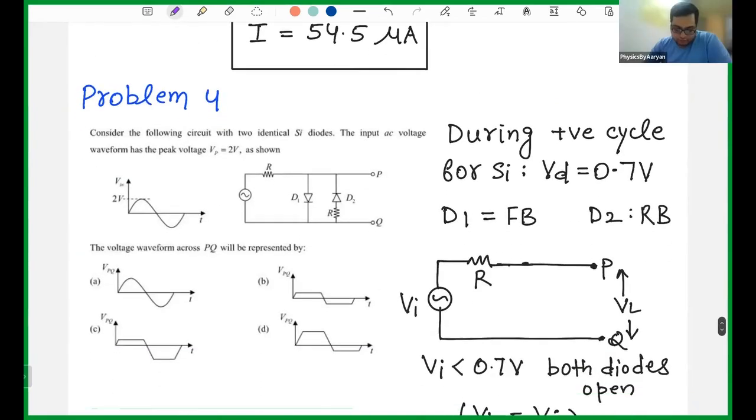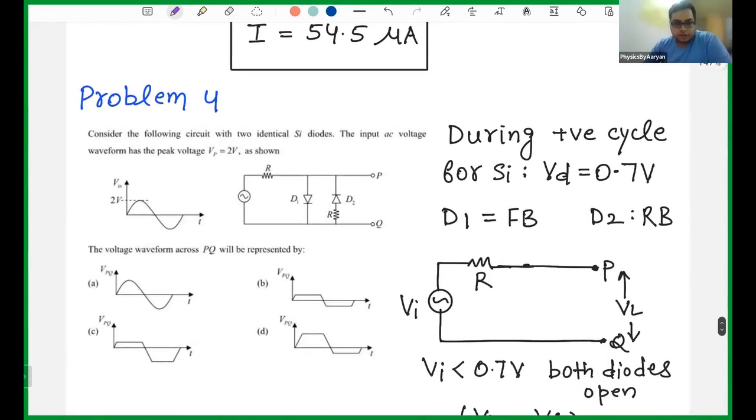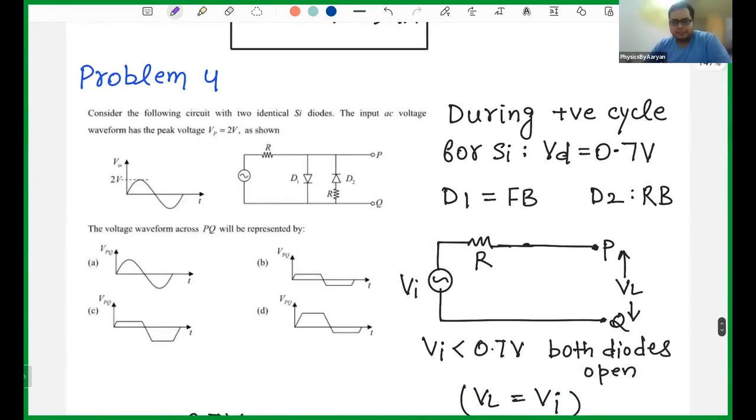Okay. Consider the following circuit. Very important circuit question. This is basically clipper and clamper circuits. I'm teaching you that if this kind of question comes, you don't need to know whether it is a clipper or clamper. You can just think about what is happening in the circuit. So you have an input voltage, 2 volt, and your voltage is sinusoidal. You apply the voltage, and you have 2 diodes. You need to find the voltage across P and Q, VPQ.